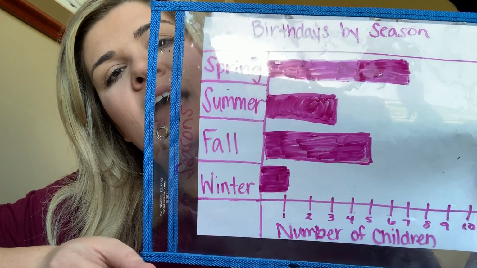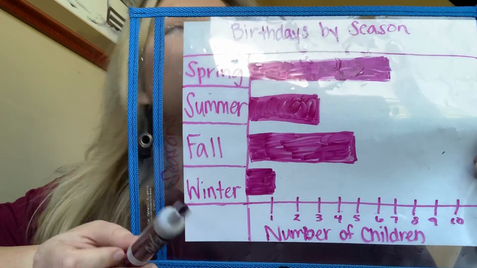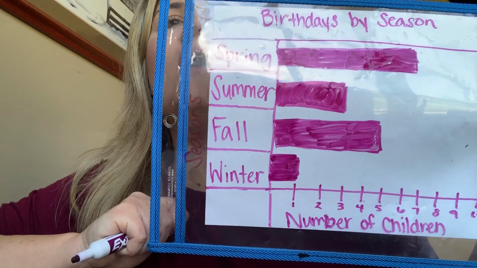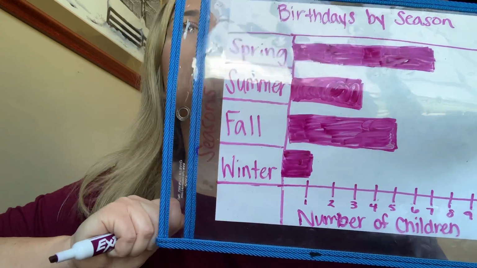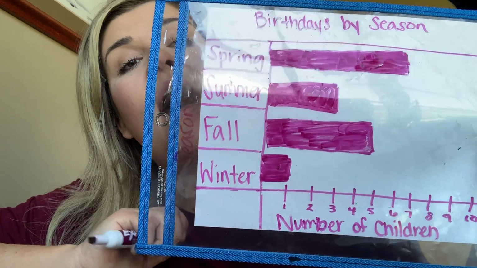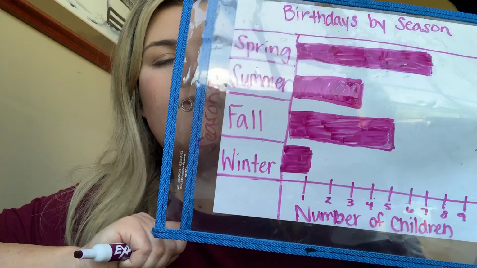I could also say I have 3 summer birthdays and 5 fall birthdays. How many fewer summer birthdays do I have than fall? So in that case, you would be subtracting, because we know the word fewer is a clue word to subtract. So 5 minus 3 would be 2. So summer birthdays would be 2 fewer than fall birthdays.